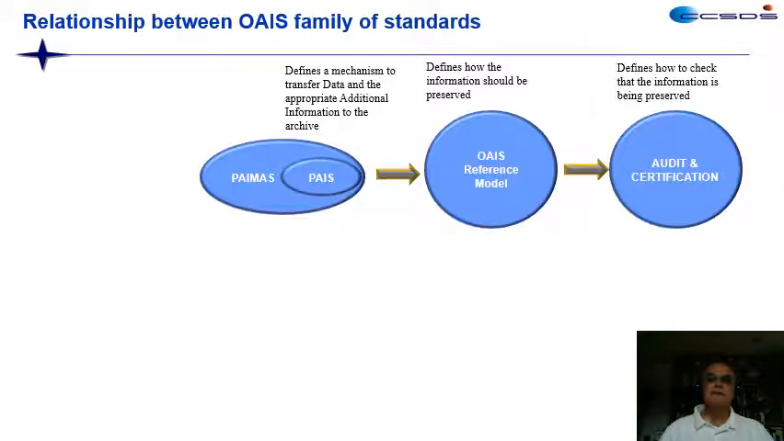So we can see the sequence. We go get the information to preserve, get the information into the archive, preserve it in the archive, and then evaluate how well it's being preserved. In order to gather information required for preservation, we are writing IPEL2.